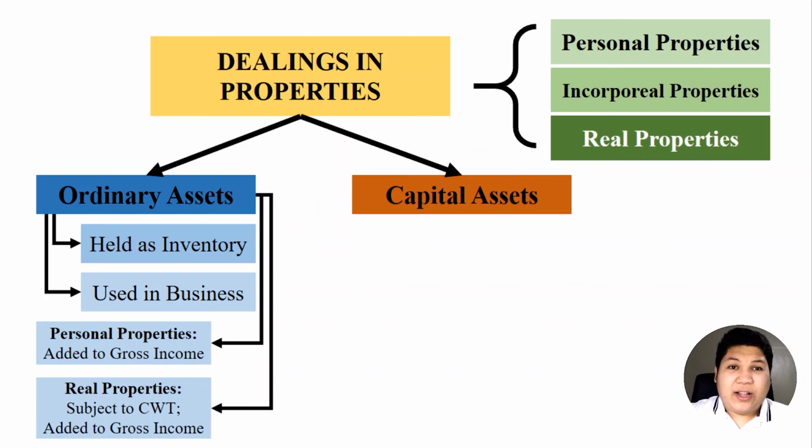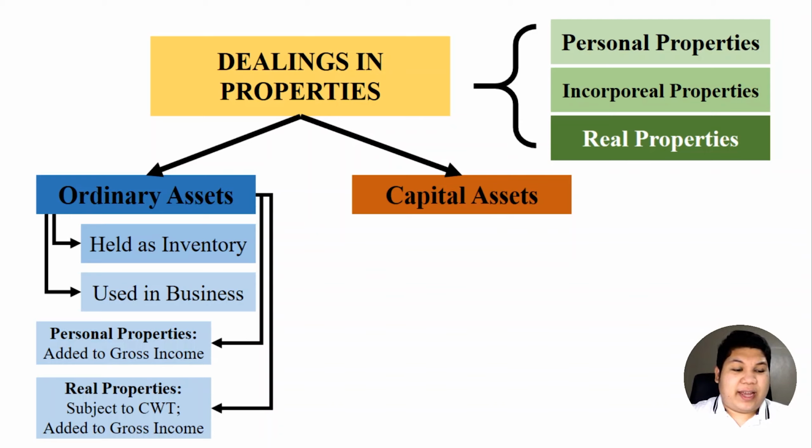And if it is a sale of real properties, this will be subject to creditable withholding taxes. So we have already discussed in our previous videos those withholding taxes, the 1.5%, the 3%, and the 5%. So please watch that video. And since these real properties are ordinary assets, any gains or losses are also added or deducted to our gross income.